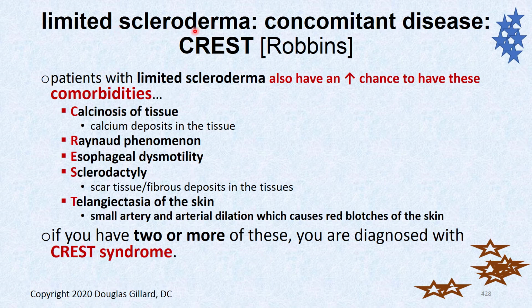Not only do you have limited scleroderma, you get the diagnosis of CREST syndrome as well. Actually, for people with limited scleroderma, you have to have 3, because Raynaud's and sclerodactyly are part of that family. So your chances of having or developing calcinosis or esophageal problems or telangiectasia are greatly increased.